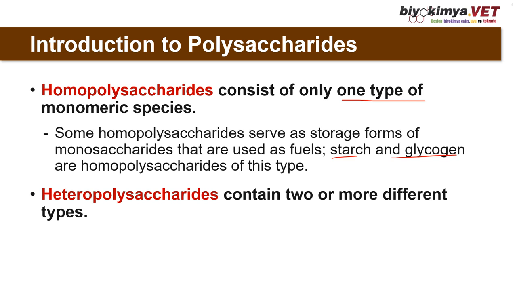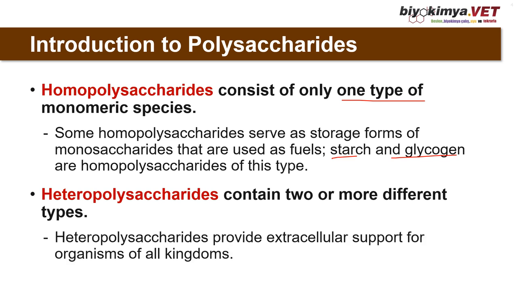Heteropolysaccharides contain two or more different monomeric species, and they provide extracellular support for organisms of all kingdoms. For example, the rigid layer of the bacterial cell envelope, the peptidoglycan, is composed in part of a heteropolysaccharide built from two alternating monosaccharide units. In animal tissues, the extracellular space is occupied by several types of heteropolysaccharides, which form a matrix that holds individual cells together and provides protection, shape, and support to cells, tissues, and organs.